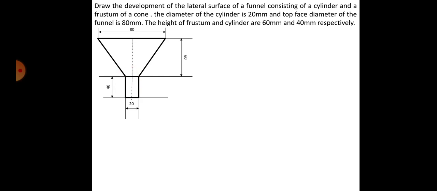Now you have to draw the development of this. It's two objects, right? So two different developments have to be done. Got it? It's very easy actually. One has to be drawn for the cylinder, one has to be drawn for the cone.